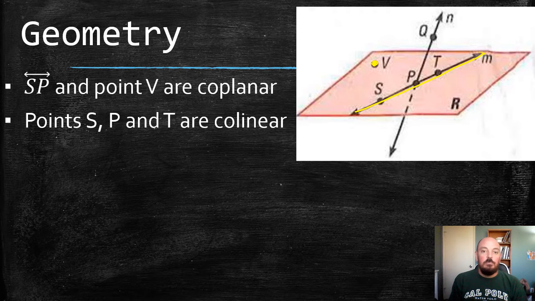Points S, P, and T are collinear. Now remember, collinear means on the same line. And again, it's the yellow line, the one I highlighted in yellow. You can see S, P, and T are all on the same line, so they're collinear.